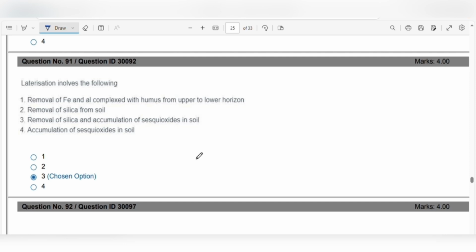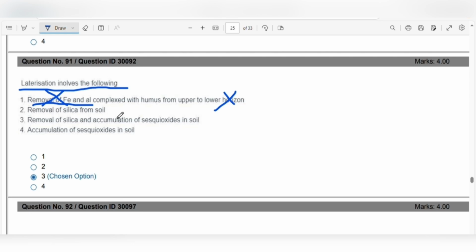This question is another very easy question from pedology. As you can see, it is from the soil forming processes. So it says laterization involves the following. Here you have to very carefully read the options, as there might be multiple correct options in the answer and you have to check each and every one of them. All right, let's read the first statement. Removal of Fe and Al complexed with humus from upper to lower horizon. Removal of Fe and Al is not laterization, it is podzolization. So this is not at all possible.